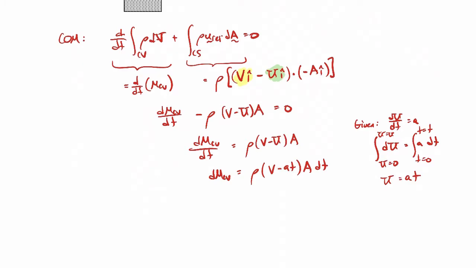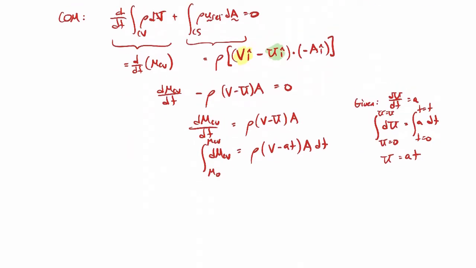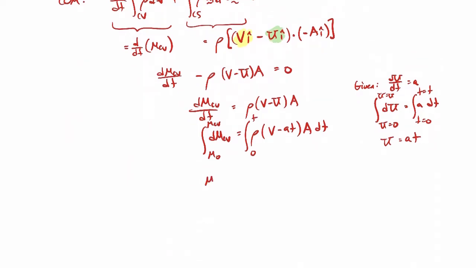So I can solve this differential equation. Let me integrate both sides. So we have our initial mass to our final mass, and we're told that the initial mass of the cart and water is m naught. And then we have our initial time, 0, and final time, t. So this will be mcv minus m naught is equal to rho times vt minus 1/2 at squared times the area.